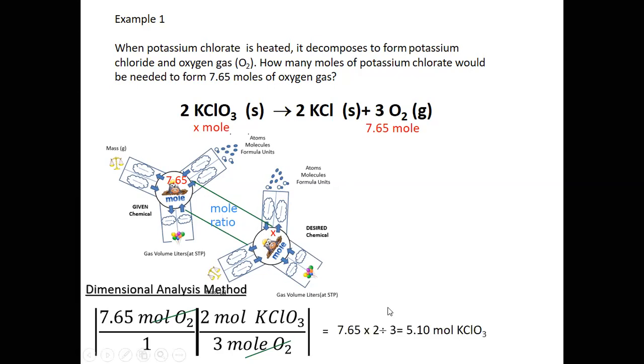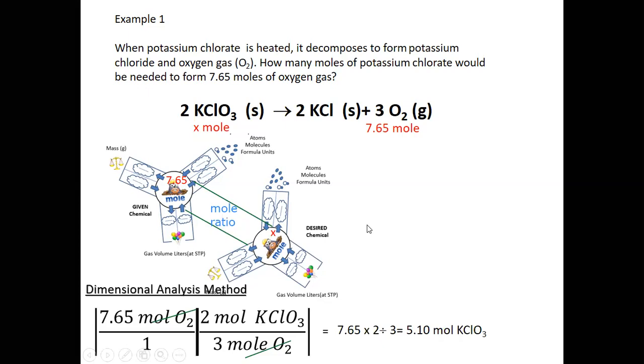What we do next is the mathematics that allows us to calculate this amount. Anytime in our factor that a number is in the numerator position on the top, it becomes a multiplier, 2, or on the bottom, it becomes a divisor, 3. So 7.65 multiplied by 2 divided by 3 becomes the value 5.10 moles of potassium chlorate. Since this is a mole-mole problem, it only requires a single step to go from mole of given to mole of desired. This is how we would solve this problem using the strategy called dimensional analysis.